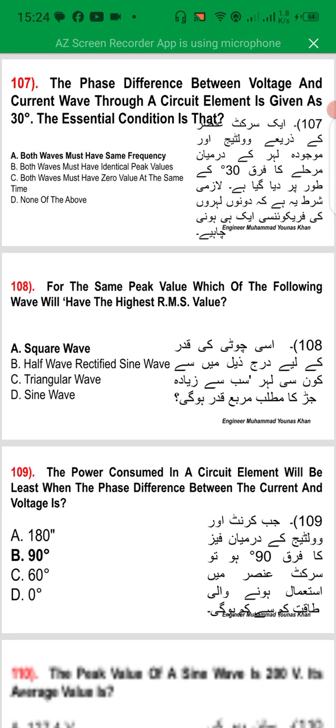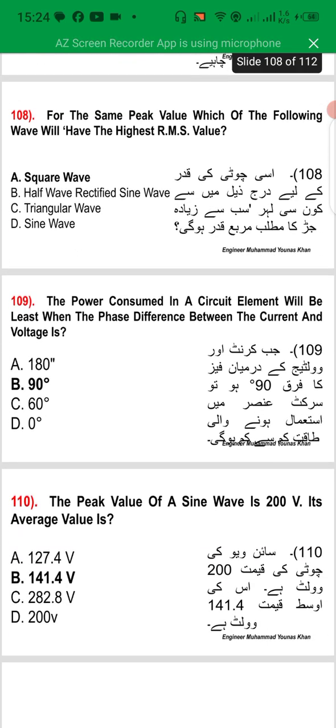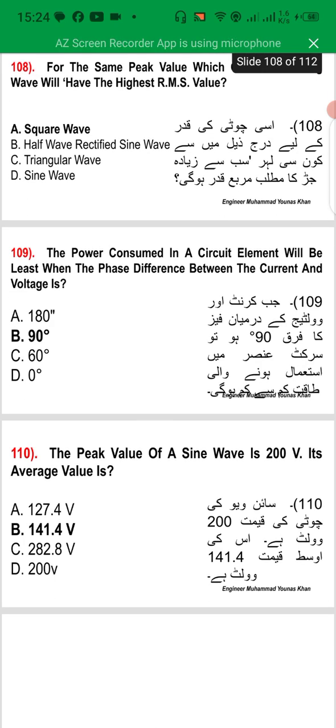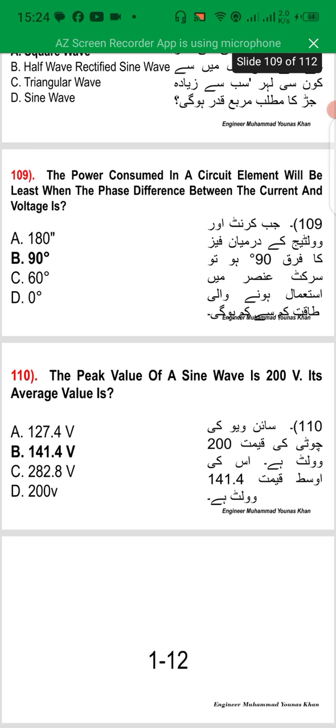The phase difference between voltage and current wave through a circuit element is given as 30 degrees. The essential condition is that both waves must have the same frequency. For the same peak value, which of the following waves will have the highest RMS value? Square wave. The power consumed in a circuit element will be least when the phase difference between the current and voltage is 90 degrees.